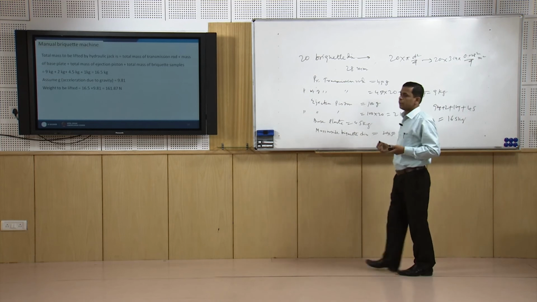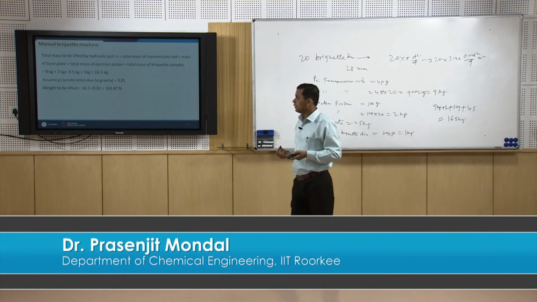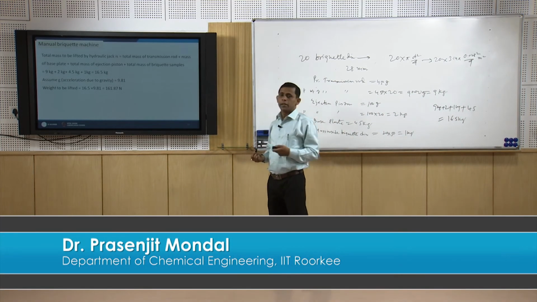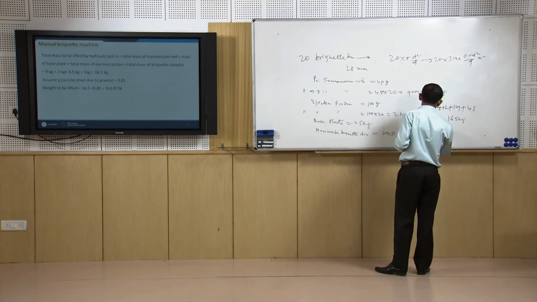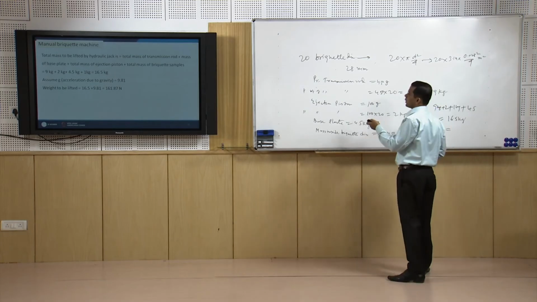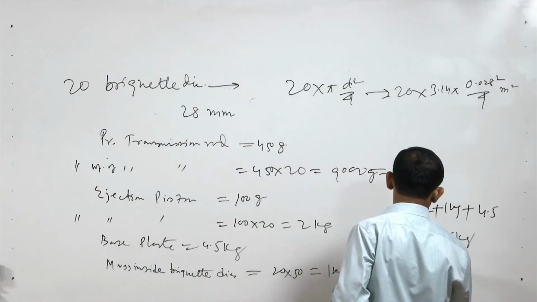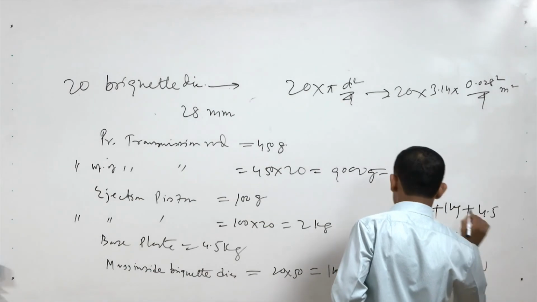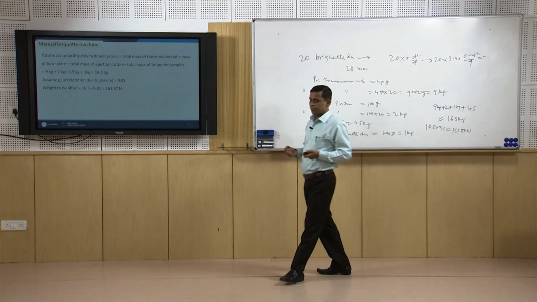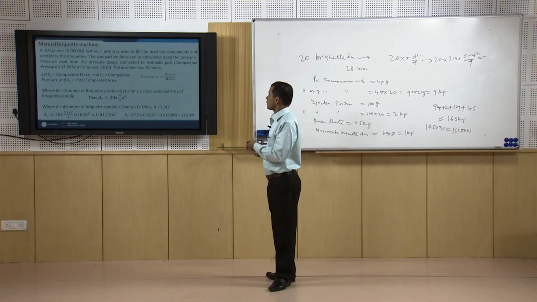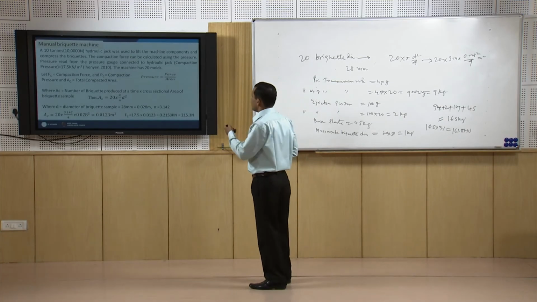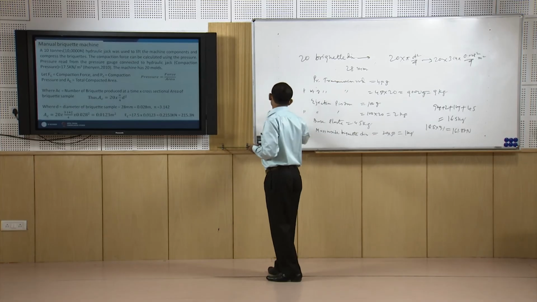If the g value is 9.81, then the weight to be lifted in Newton will be 16.5 into 9.81, that is equal to 161.87 Newton. So this much weight has to be lifted by the machine. Now let us see how much force will work.